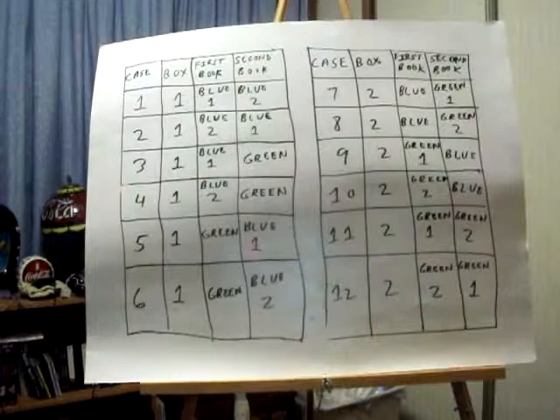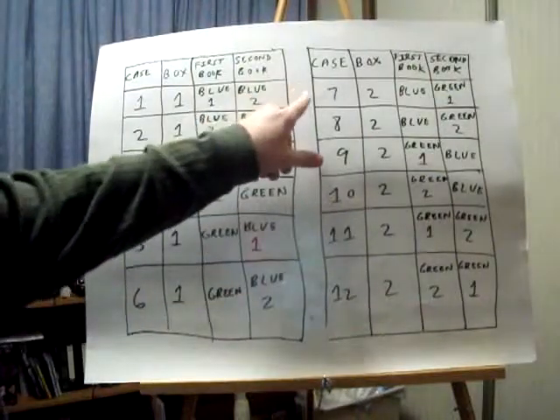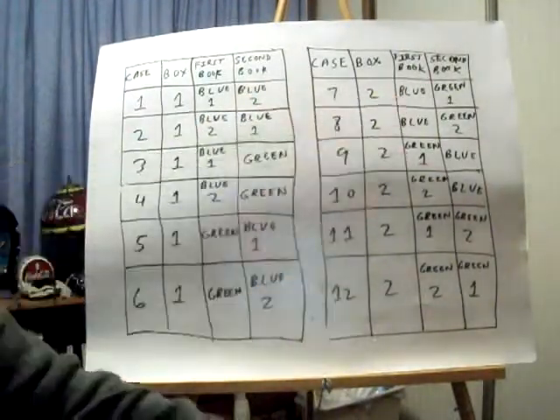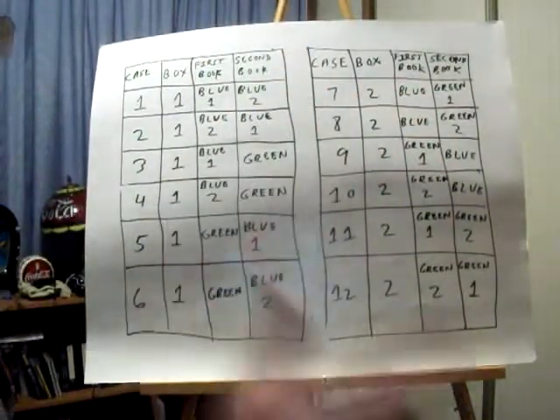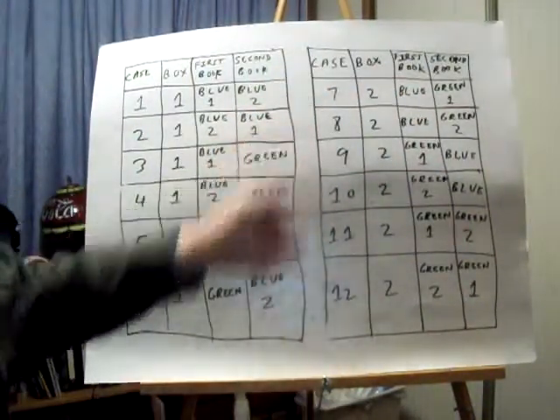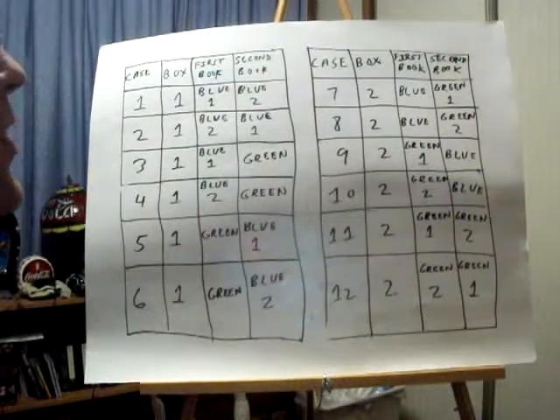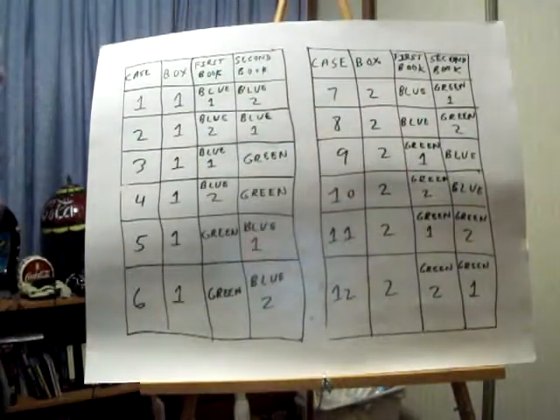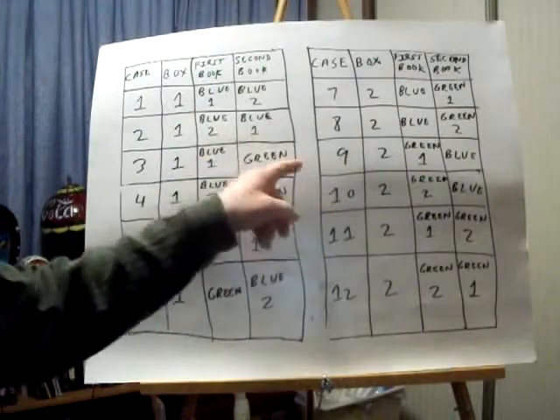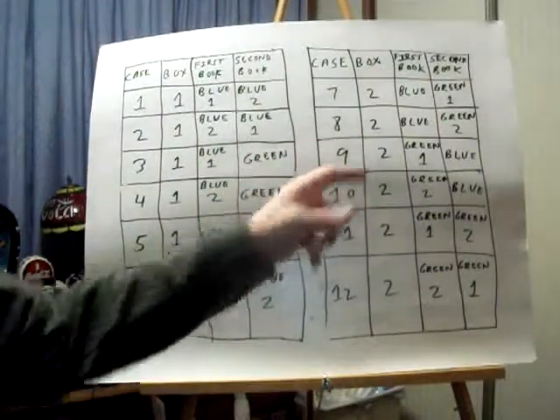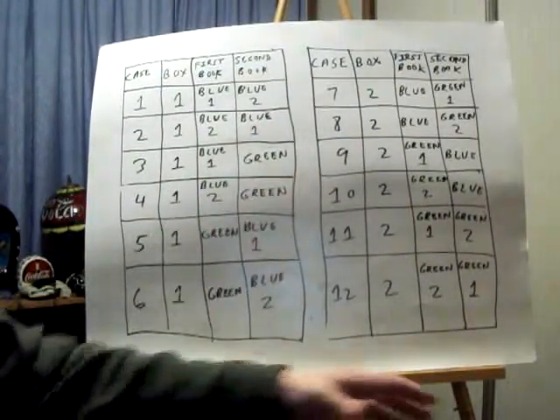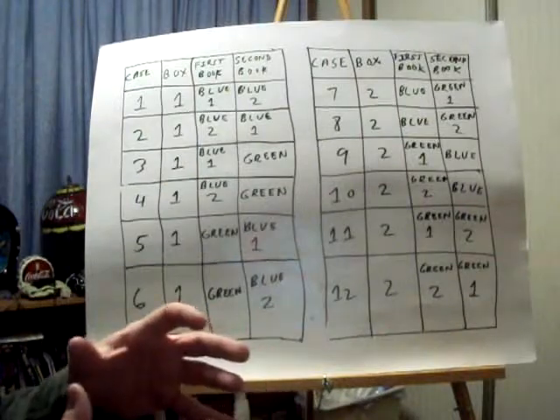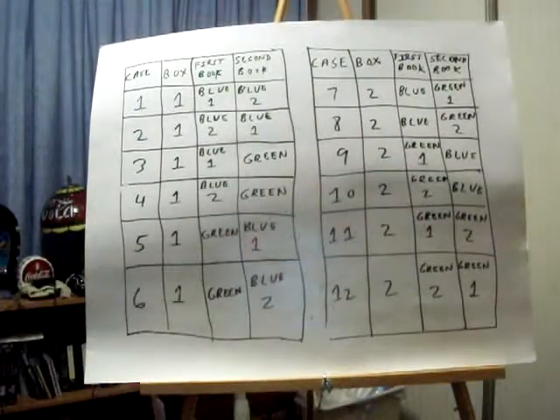Okay, let's go through this. In this case, the first book you draw out is the blue book, but the second book you draw out is the green book with the number 1 on it. In case number 8, you draw out the blue book first, and then you draw out the green book that has a number 2 on it. In case number 9, you draw out the green book that has the number 1 on it, then you draw out the blue book. In case number 10, you draw out the green book which has the number 2 on it, and then you draw out the blue book.